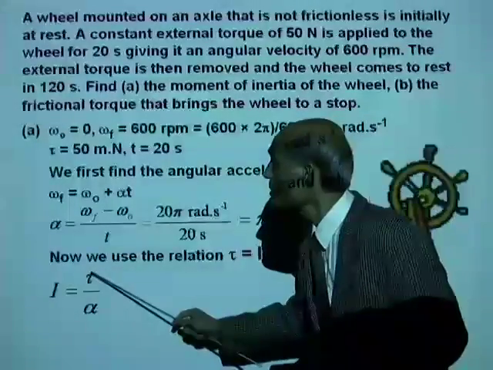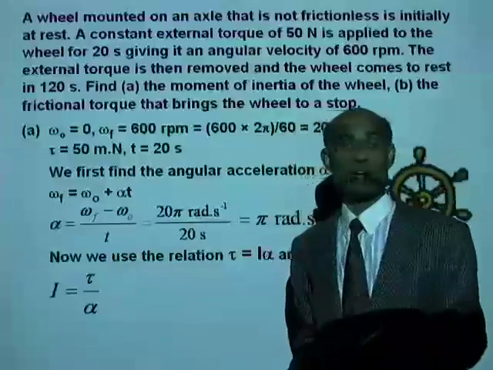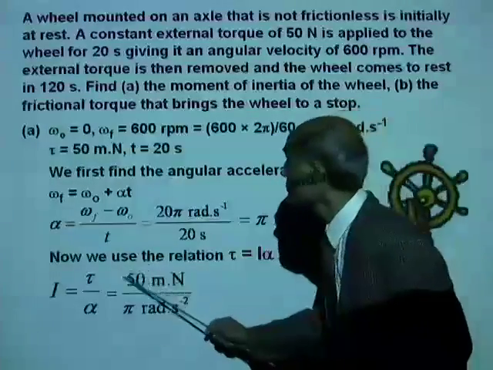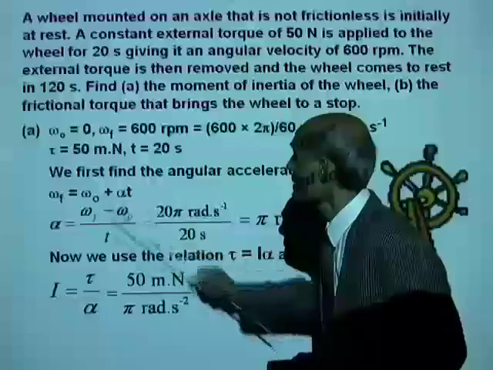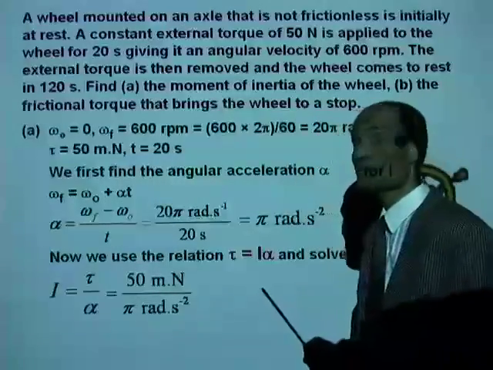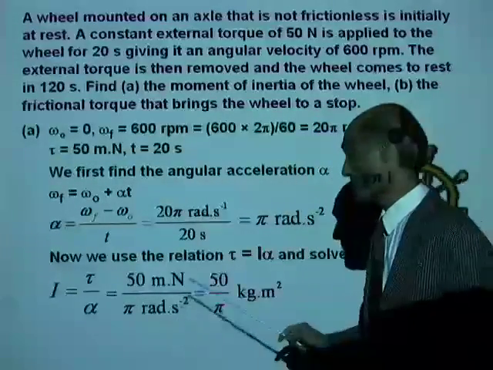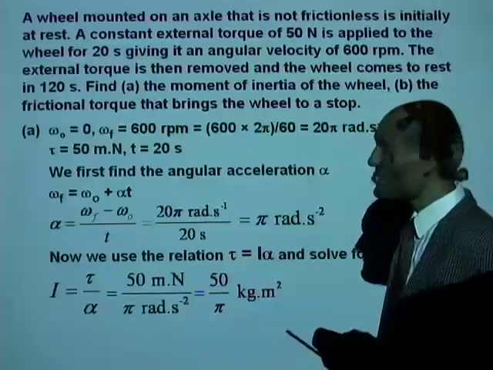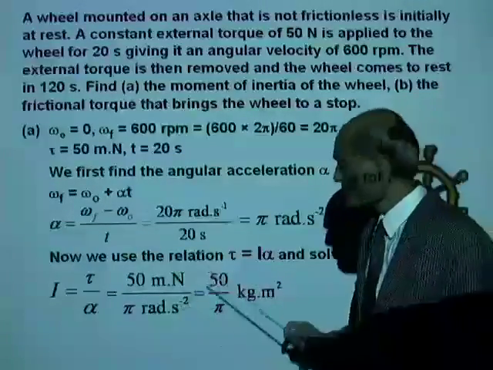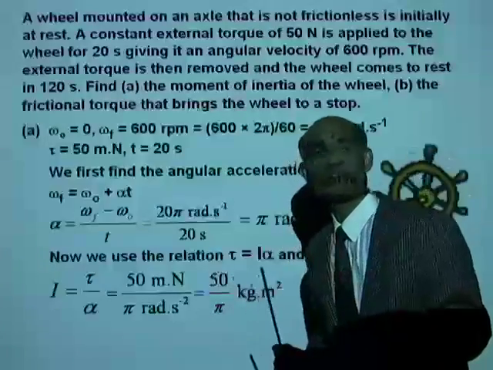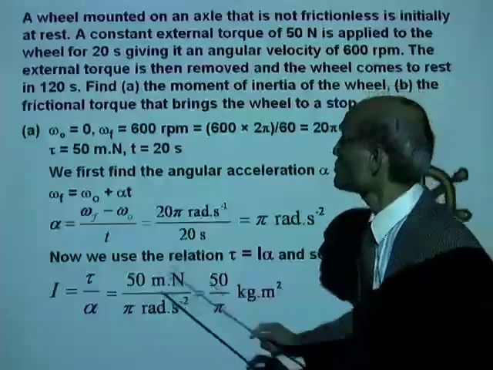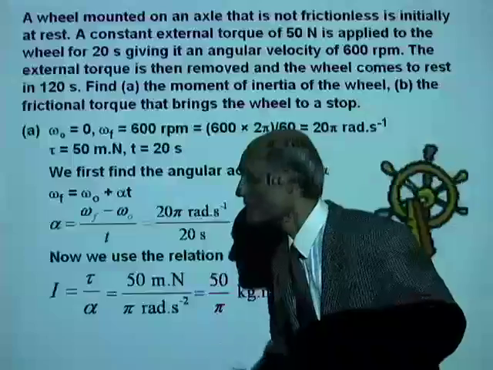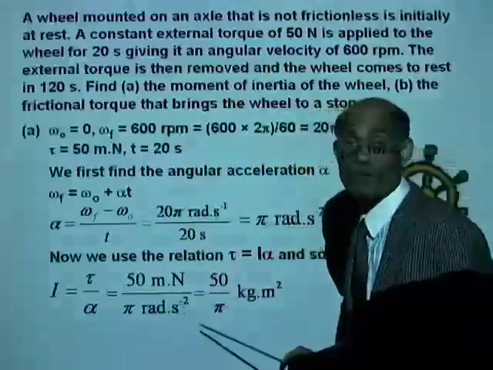So I equal to tau divided by alpha, that is 50 meter Newton divided by pi radian per second squared, and that is 50 divided by pi kilogram meter squared. We can leave it like this as an exact answer. So we now have the moment of inertia of the wheel.